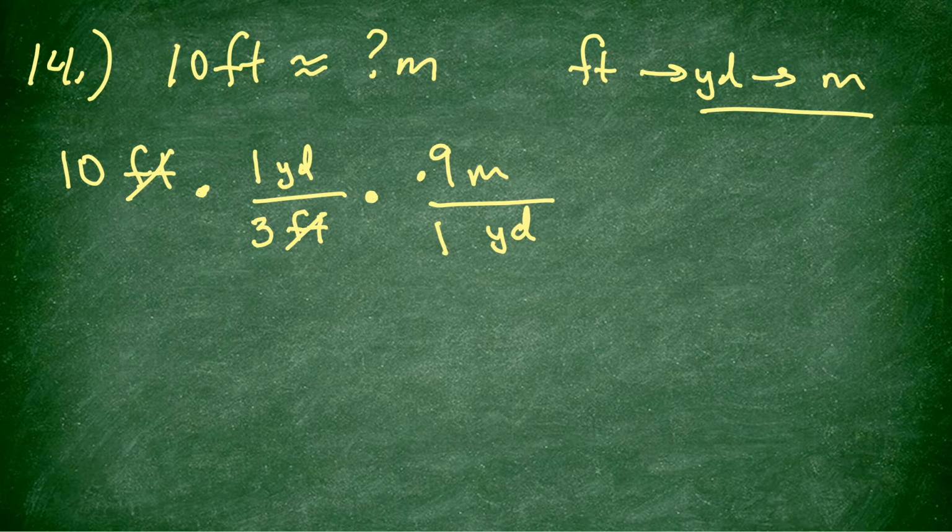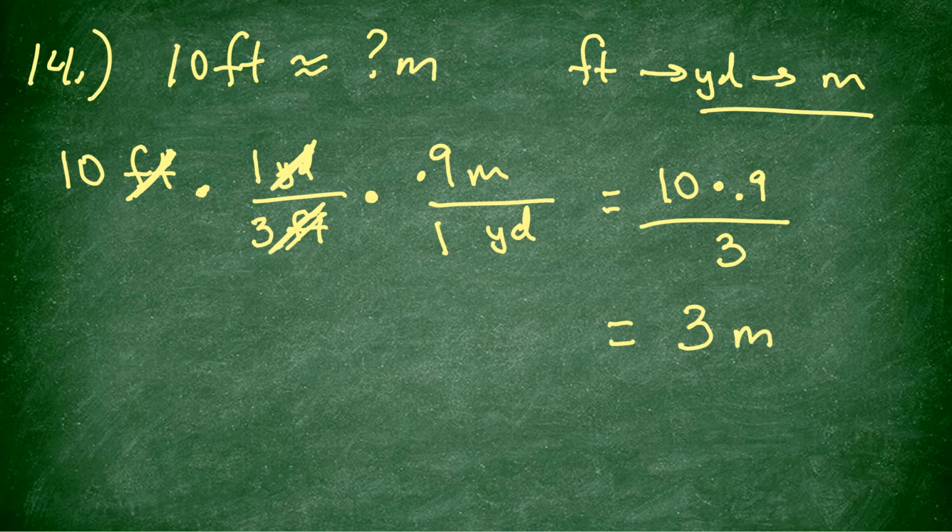So I'm going to have 10 times 0.9 all divided by 3. And then I'm going to end up with exactly 3 meters. And guys, if you're not sure, look, the feet canceled out, the yards canceled out. The reason it's meters is that's the only thing that's left. And look, that's what we wanted. All right, so that's it for 14.